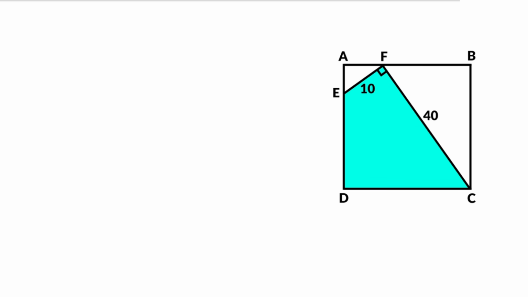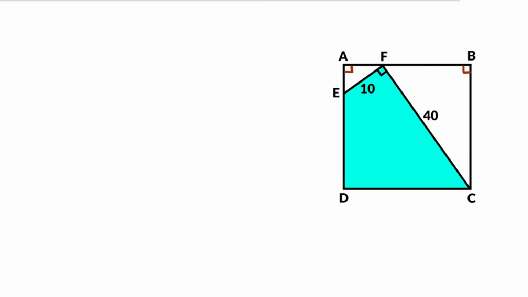The top boundary of the blue shape is made from two line segments. EF has length 10, and FC has length 40. But here's the really important detail. Angle EFC is a perfect 90 degrees. That right angle is going to unlock the entire puzzle. Now remember, because the outer shape is a square, the corners at A and B are also 90 degrees.